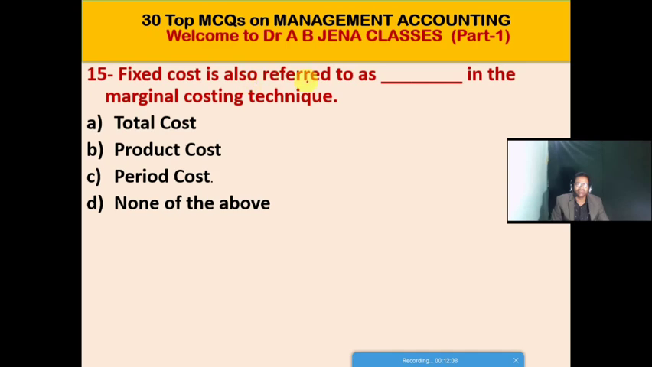Fixed cost is also referred to as dash in the marginal costing technique. A, it's the total cost. B, it's a product cost. C, it's a period cost. D, it's none of the above. Friends, C is the right option for this MCQ, the period cost. The fixed cost is also referred to as the period cost in the marginal costing technique.